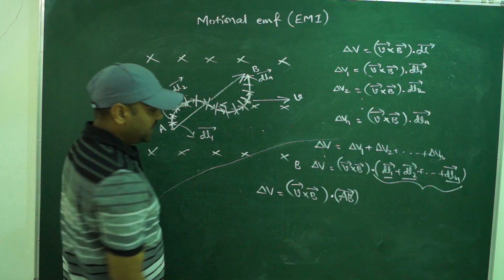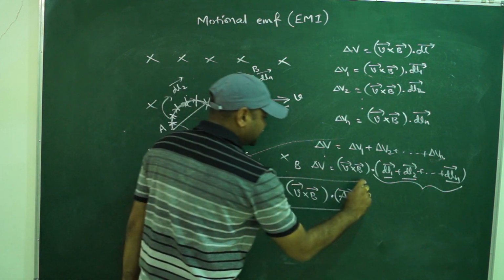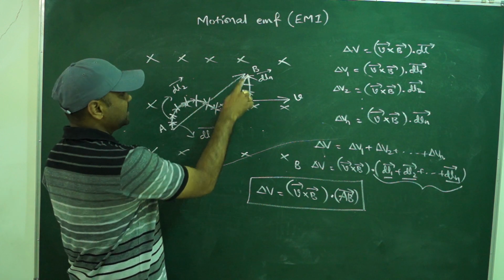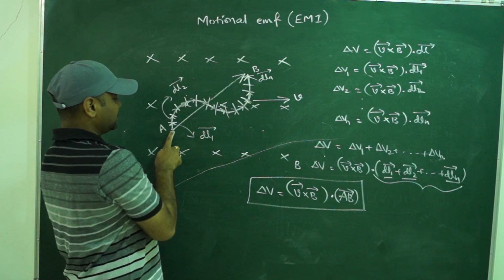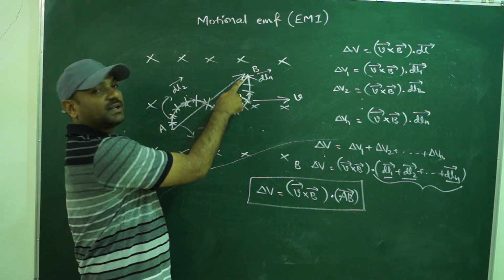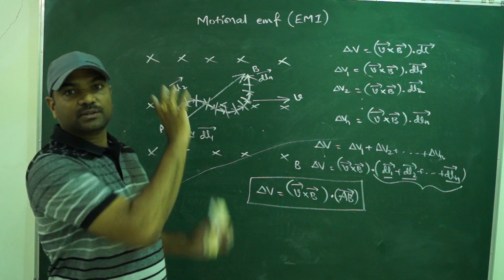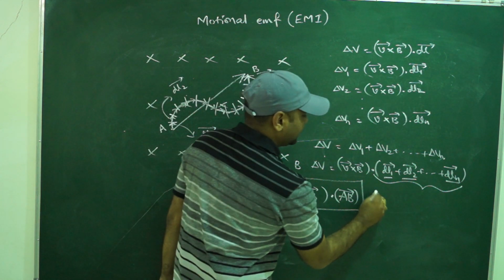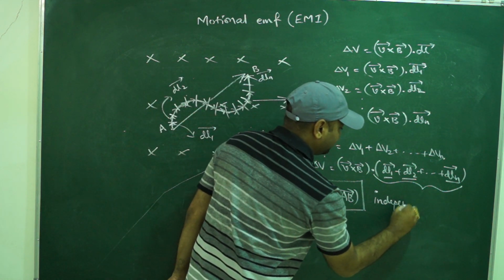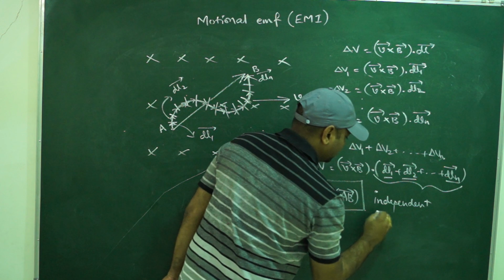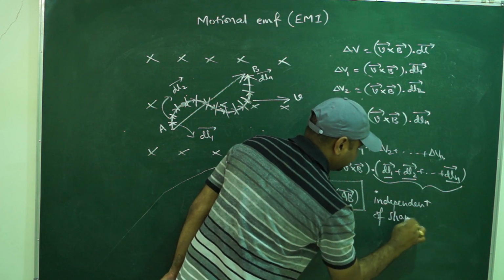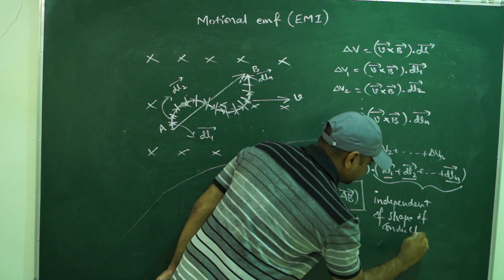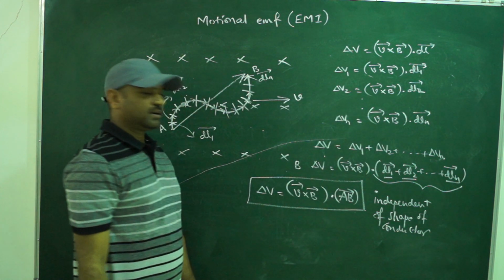So that means the final result shows that it doesn't matter what the shape of the conductor is. It only matters what the initial point of the conductor is and what the final point is. So it is completely independent of the shape. I can write it down: it is independent of the shape of the conductor.